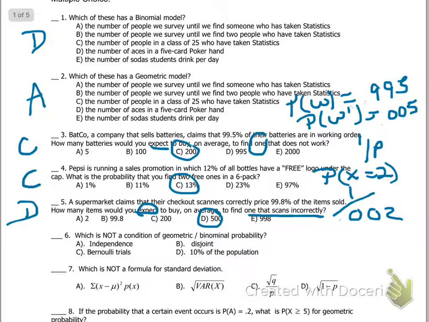All right, disjoint is when they have nothing in common. And the 10% of the population condition, we're going to start doing that after the test. That is for independence, okay? And we'll talk about that. And so since 10% is how we prove independence, the answer is going to be B, disjoint.